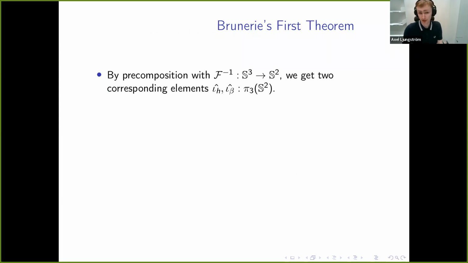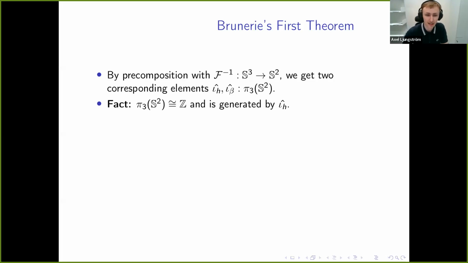If you pre-compose with F inverse, this gives you maps from S3 into S2. And hence we get two corresponding elements, just with a hat on top, iota H and iota beta in pi 3 of S2. So this is the way you construct elements in this group. Fact: pi 3 of S2 is isomorphic to the integers, and it's generated by the Hopf map, lifted here by this F inverse, but we don't really care about the F inverse. It's just annoying, and we're going to get it out of the way later anyways.